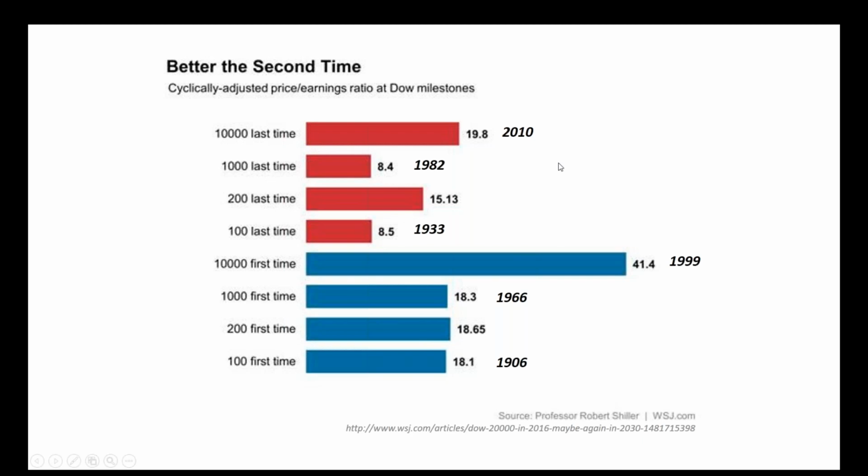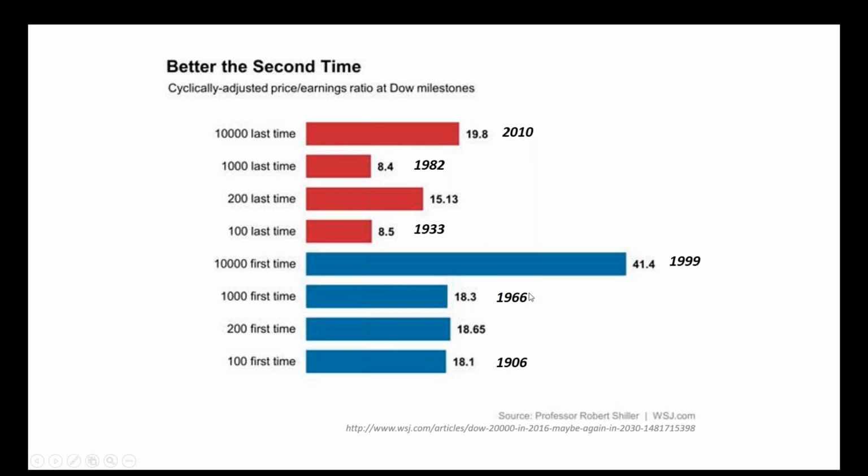Now remember, I showed this to you about 6 months ago. When we hit the high of 20,000, here are the round numbers that we hit in the past. We first hit the round number of 100 in 1906. Guess when it came back? 1933. It took 18 years. First time it hit 200? It took 18 years to get back.